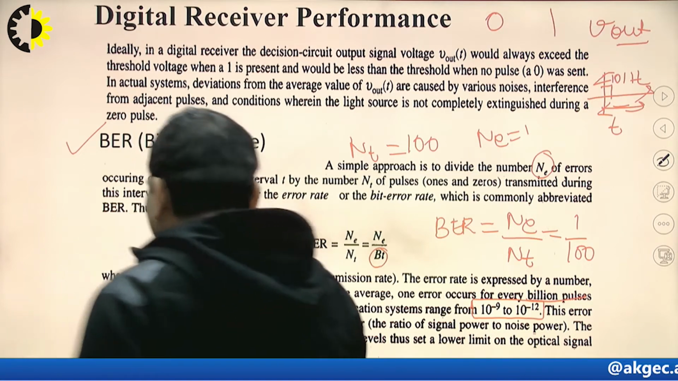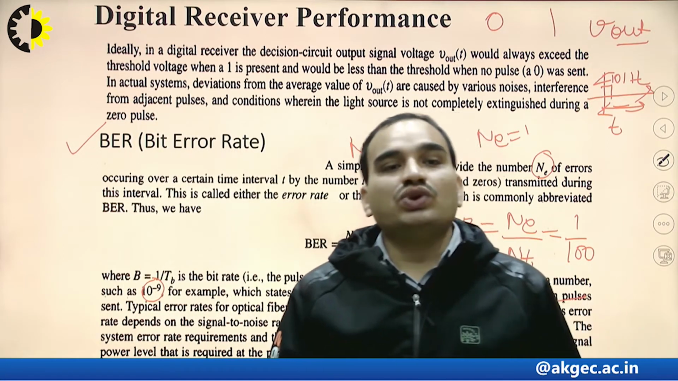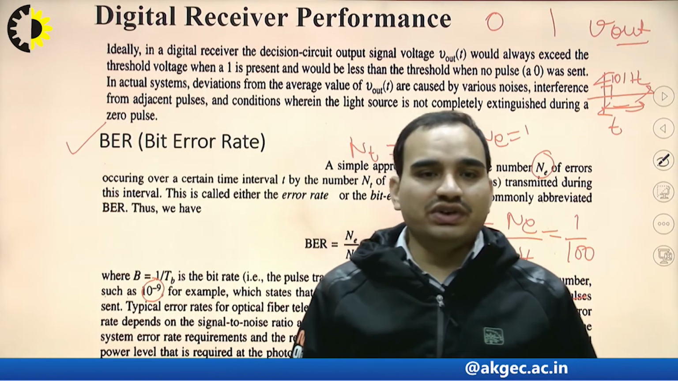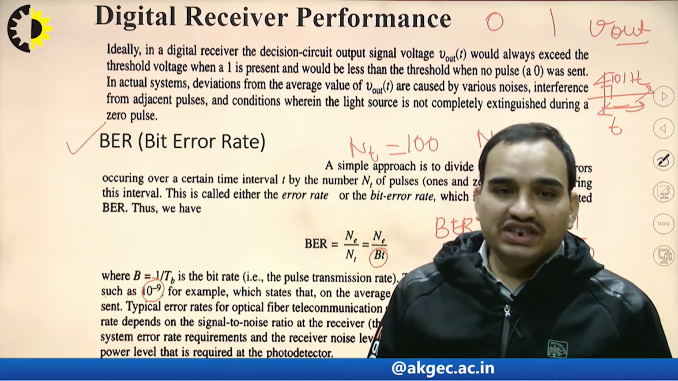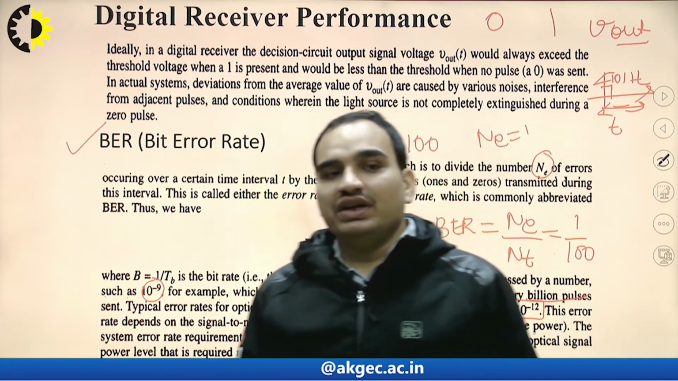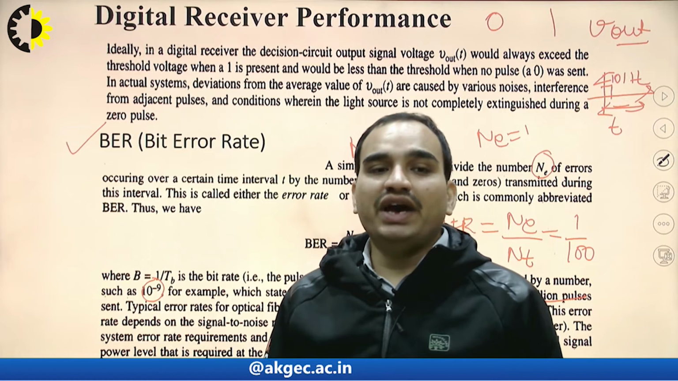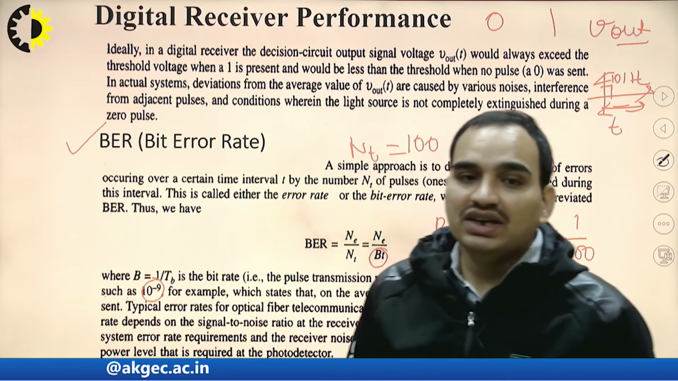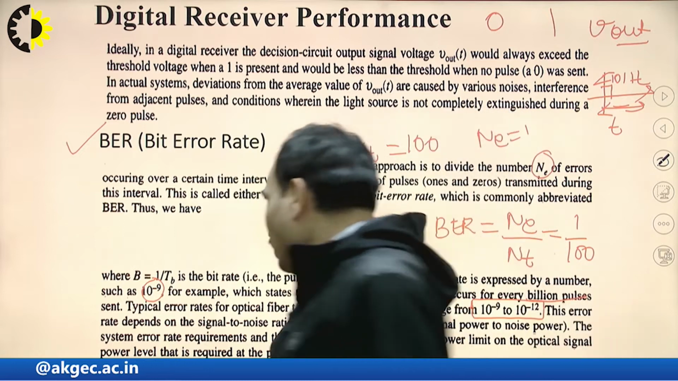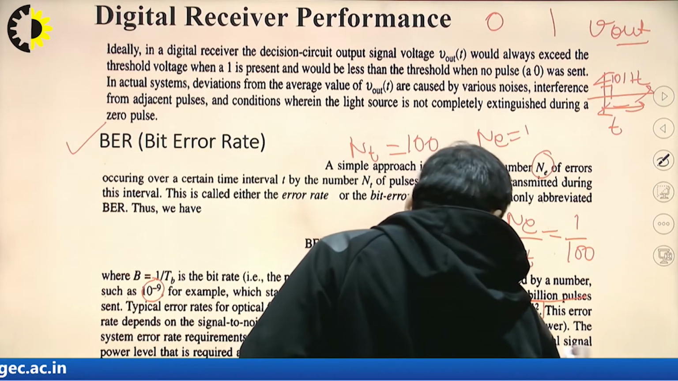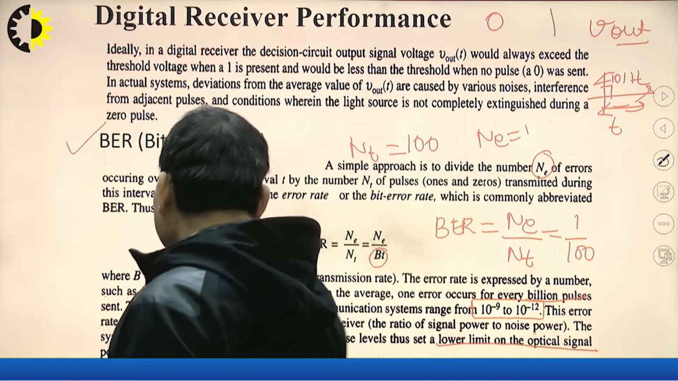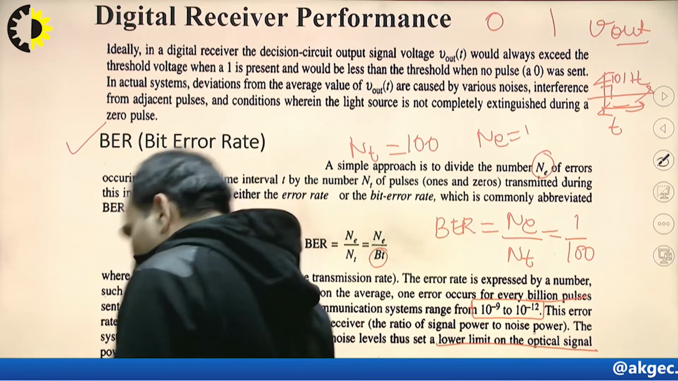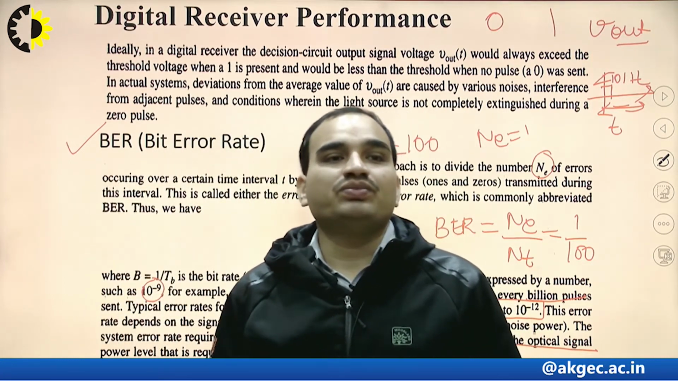This error rate depends on the signal to noise ratio at the receiver, that is the ratio of the signal power to the noise power, and on the system error rate requirements and the receiver noise levels. Thus, a lower limit on the optical signal power level is required at the optical photodetector.